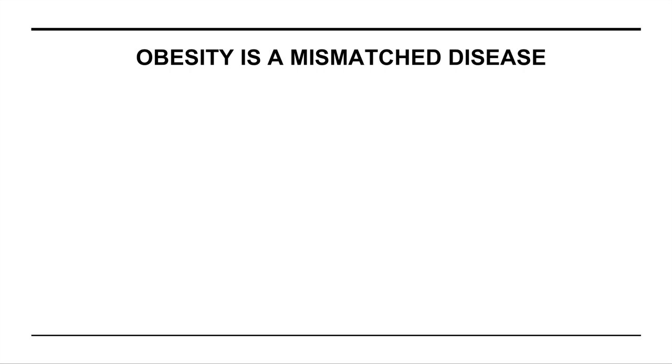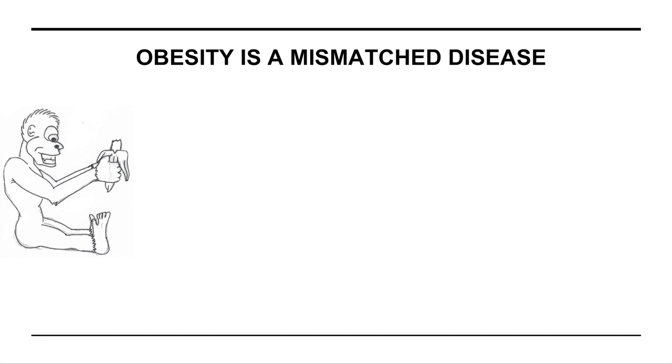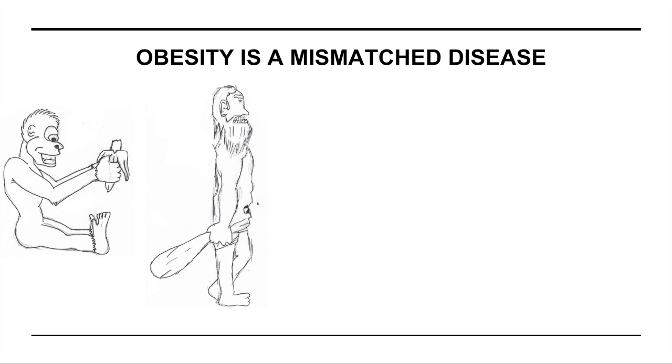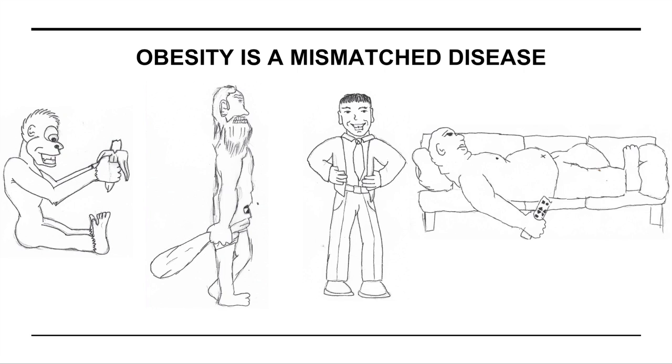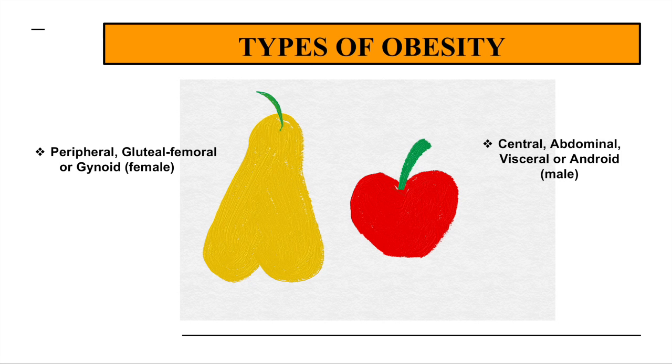Obesity is a mismatched disease as a result of evolution. Large amounts of energy were required for our lifestyle originally. However, as our environment and lifestyle have changed, our fat storage mechanisms have remained the same. There are two types of obesity based on the distribution of fat, also known as adipose tissue. Upper body obesity is shaped like an apple with excess fat in the abdominal region and referred to as central abdominal or android obesity. Lower body obesity is shaped like a pear with excess fat in the hips or thighs. This is referred to as peripheral gluteofemoral or gynoid obesity.